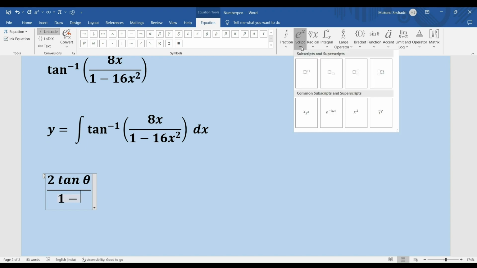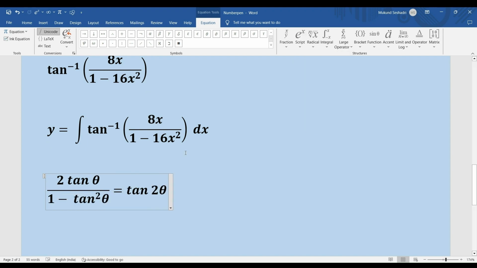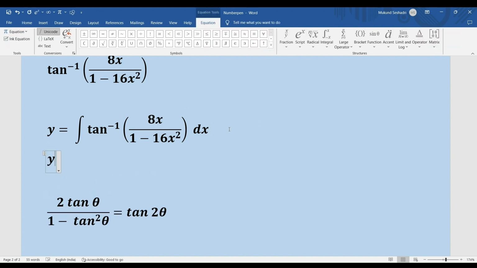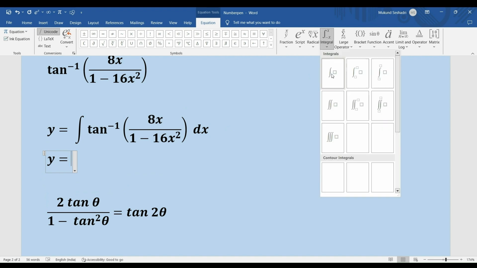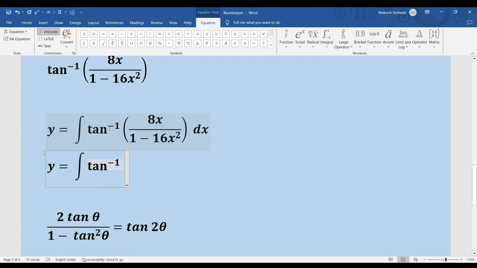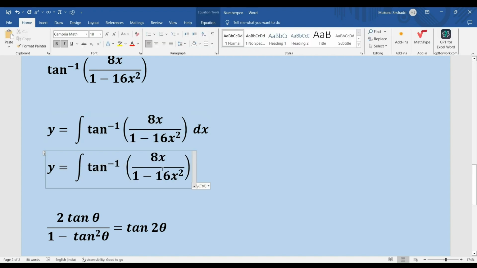So let's write that down. And why do you think it is best to use this particular formula? Because when you look at the expression inside tan inverse, with a little bit of modification, I will be able to immediately relate it to this particular identity. So let's do that in the next step. Integral of, I can rewrite my 8x as 2 times 4x, right? And my 16x square can be written as 4x the whole square, right?